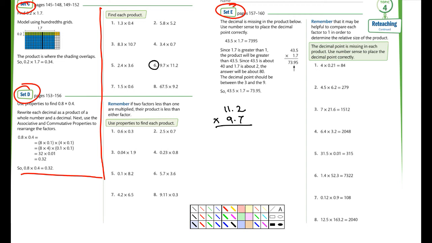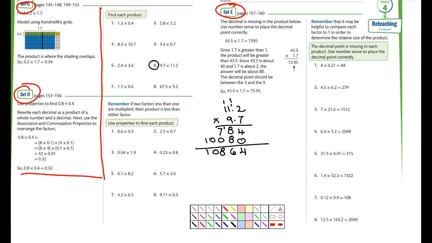So 7 times 2 is 14. Put down the 4, carry the 1. 7 times 1 is 7, plus 1 is 8. 7 times 1 is 7. Now I'm going to put my little placeholder. 9 times 2 is 18. Put down the 8, carry the 1. 9 times 1 is 9, plus 1 is 10. Put down the 0, carry the 1. 9 times 1 is 9, plus 1 is 10. And so the 4 comes straight down. 8 and 8 is 16. Put down the 6, carry the 1. 7 plus 1 is 8. 0, 1. So there's my numbers.